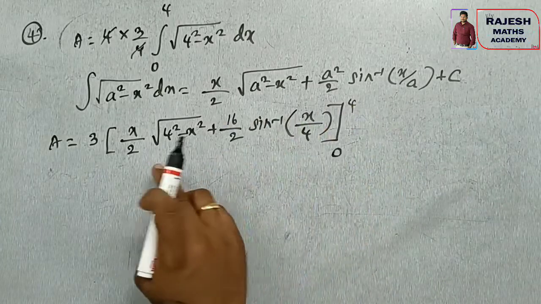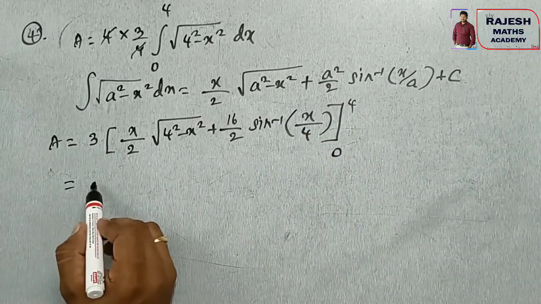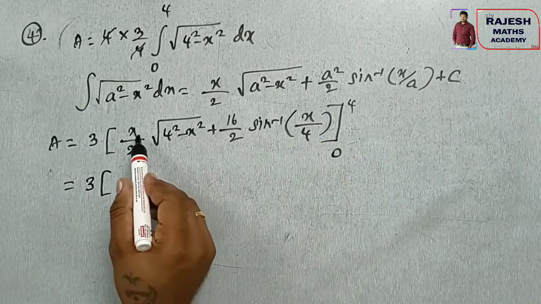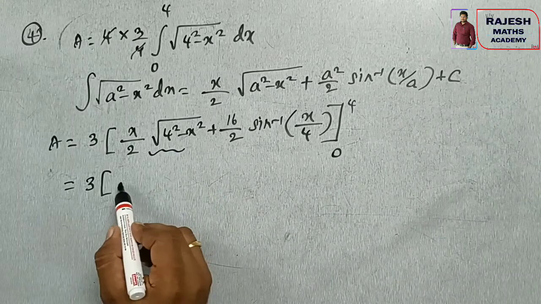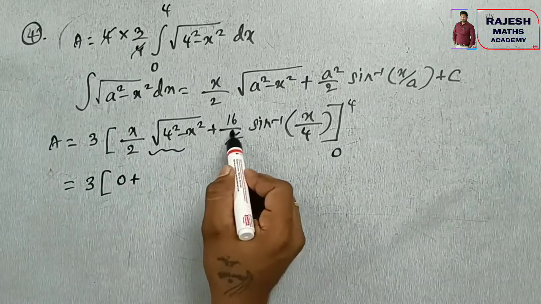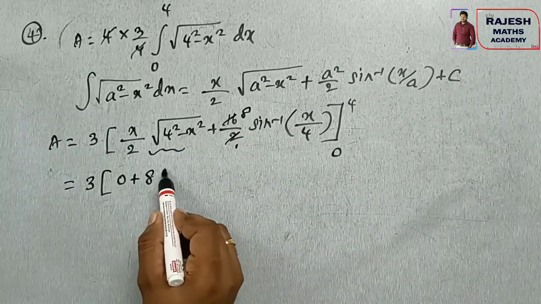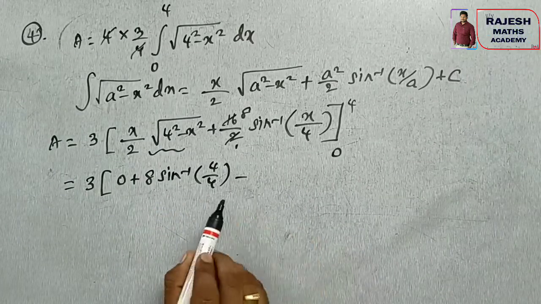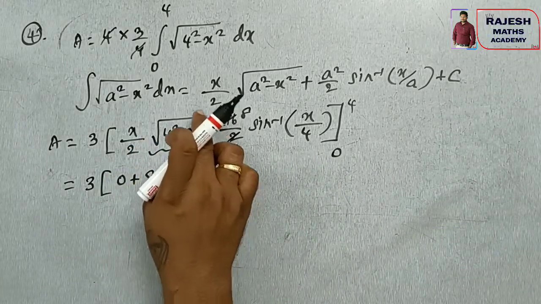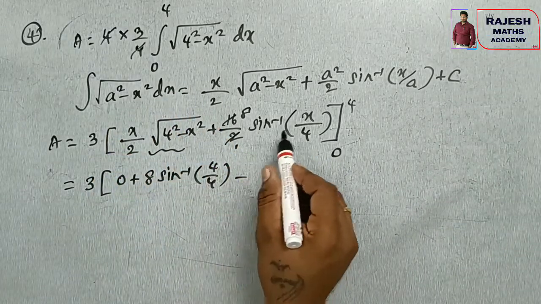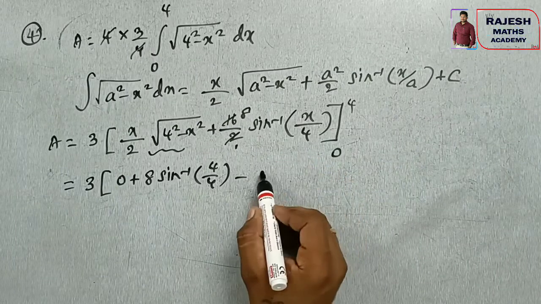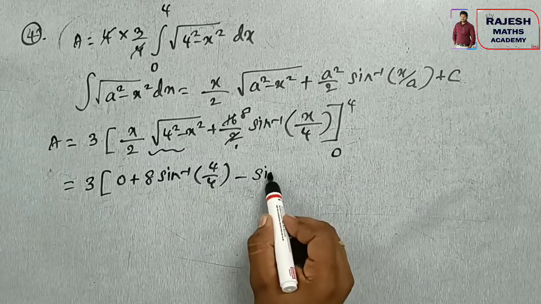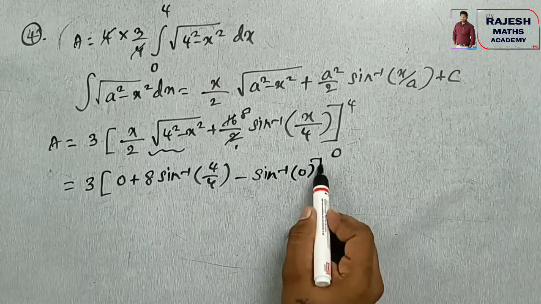Now we will apply the upper limit and then apply the lower limit, and then we will evaluate. So what will come? 3 into applying the upper limit. Applying 4 means this term will become 0. So 0 plus, we can cancel this, it will come 8 into sin inverse of 4 by 4, minus the lower limit. Applying 0 means again the first term will become 0, the second term will remain, that is minus of sin inverse of 0 will come.